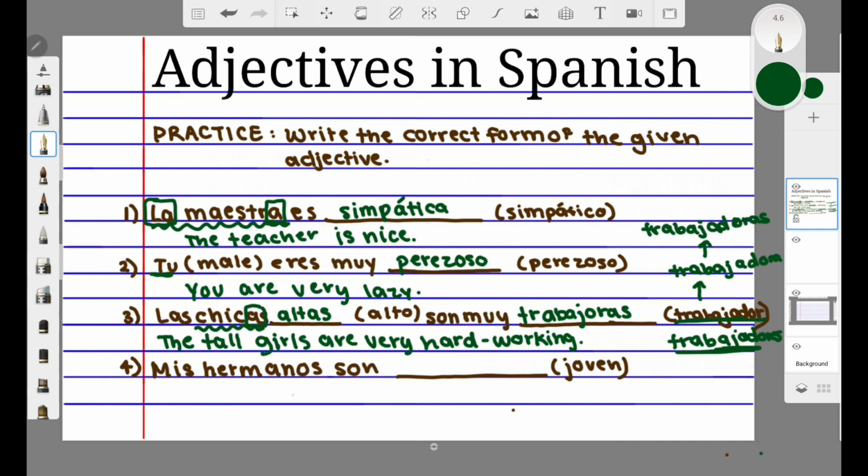And last one, mis hermanos son blank for joven, and joven is a regular adjective in that sense. So we know that it is masculine and plural, which means we're just going to make jóvenes. And it wouldn't matter even if it was mis hermanas, because joven is a regular adjective, so it would just be joven for singular, masculine and feminine, and for plural it would just be jóvenes.